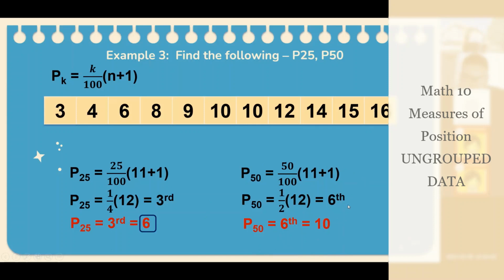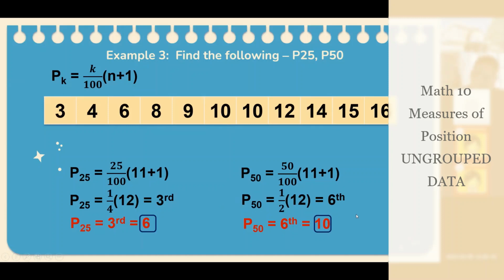Kasi exact yung mga nakukuha natin. So if exact, kung ano yung matapatan, yun na yun. So ang pang 6th place natin ay yung 10, di ba? 1, 2, 3, 4, 5, 6. So our 6th place is 10. So our percentile 50 is 10.